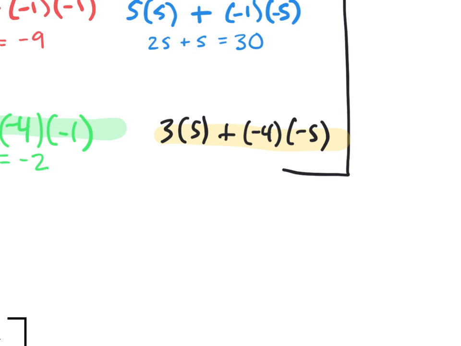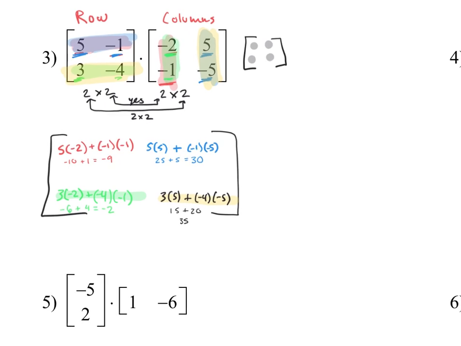What's 3 times 5? 15. And -4 times -5? And what's 15 plus 20? 35. So now we got our 4 answers. We just need to put it in our little 2x2 matrix. So we have -9, 30, -2, and 35.